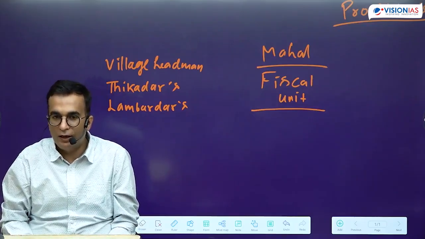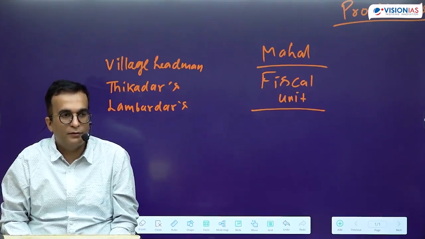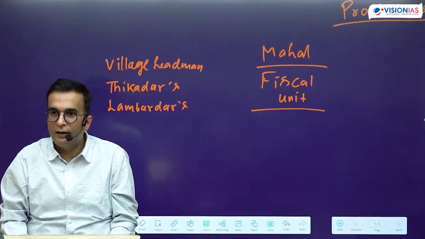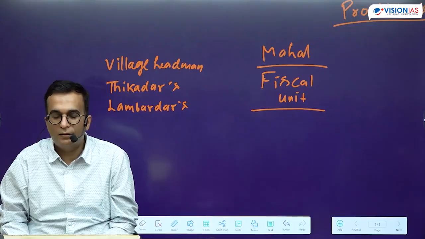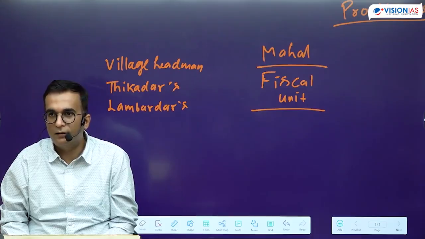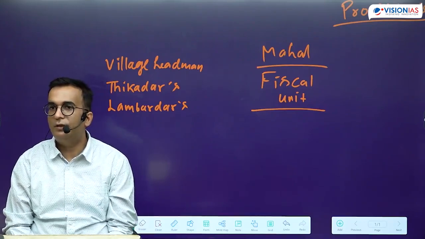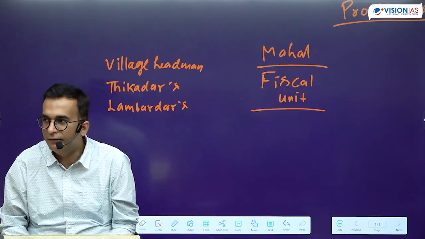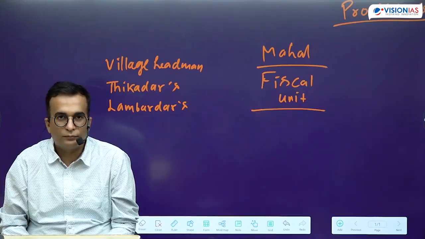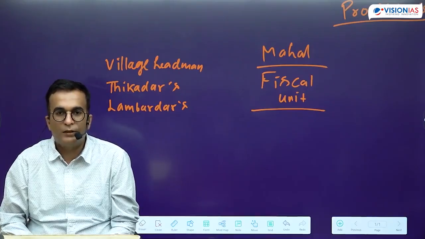Then mention, next point, write ahead: land ownership right was given to the peasants. It was hereditary and transferable. Done. But the ultimate ownership of land lay in the hands of British authority.